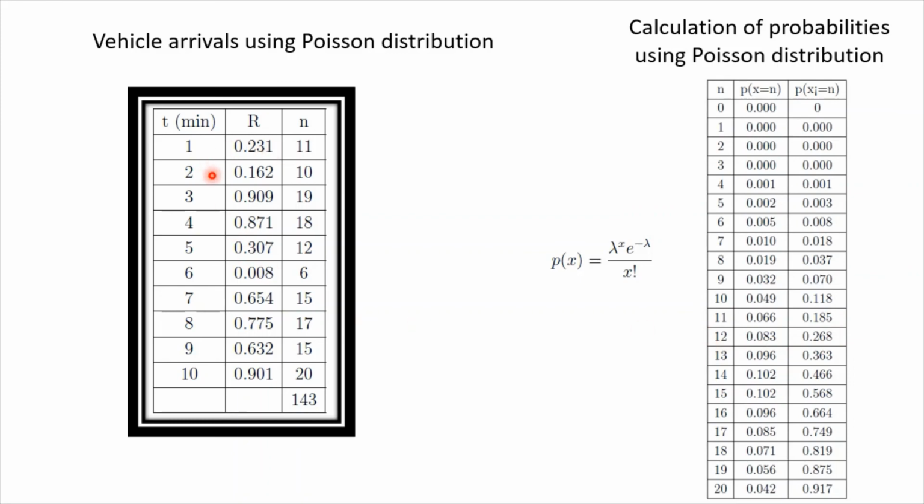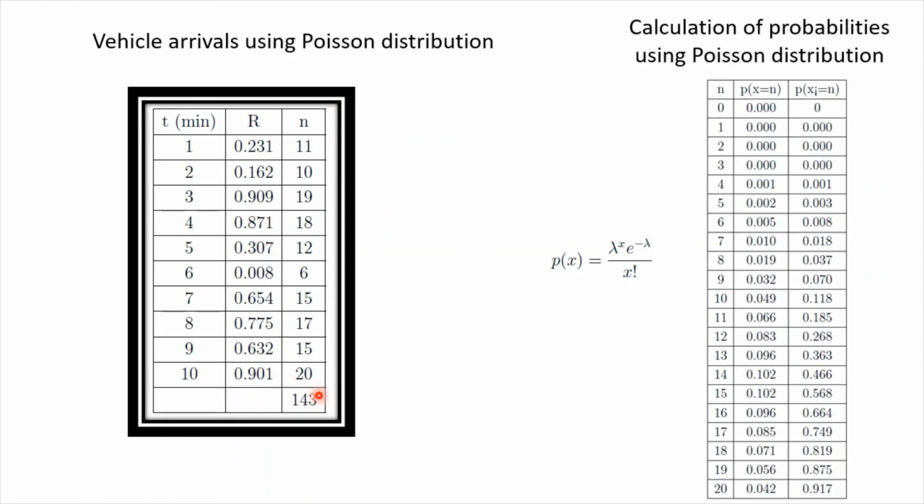In the second scan interval, we generate a random number of 0.162, and from the Poisson distribution, we can get how many vehicles are arriving. In a similar way, based on the random number generated, we can associate it with the probability of arriving that many vehicles, from which we can get the number of vehicles arriving in each of these scan intervals. That is how we get the total number of vehicles arriving during the 10 minutes. If you add it up, it will be 143.